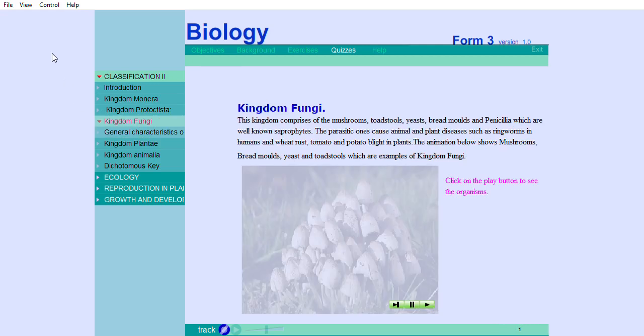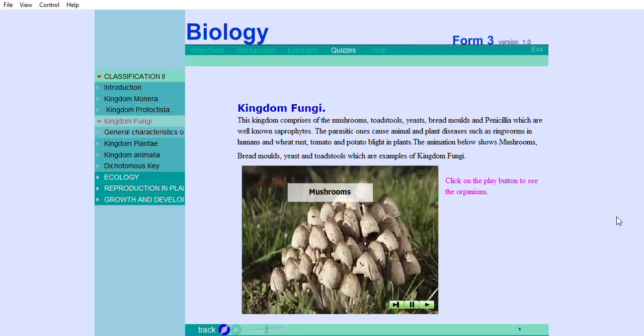Kingdom fungi. This kingdom comprises of mushrooms, toadstools, yeasts, bread molds, and penicillia, which are well-known saprophytes. The parasitic ones cause animal and plant diseases such as ringworms in humans and wheat rust, tomato and potato blight in plants. The animation below shows mushrooms, bread molds, yeast, and toadstools, which are examples of kingdom fungi. Click on the play button to see the organisms.